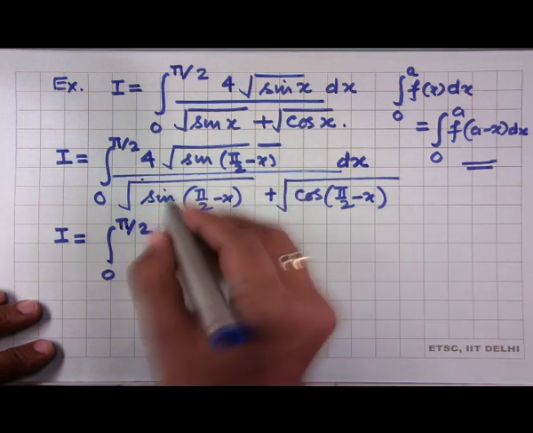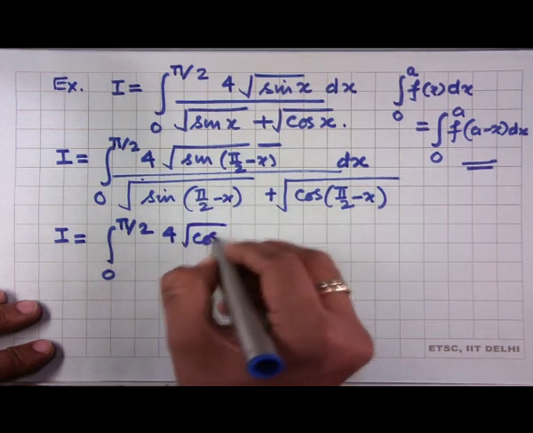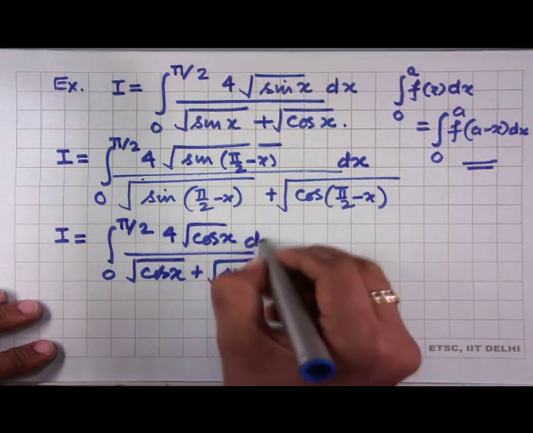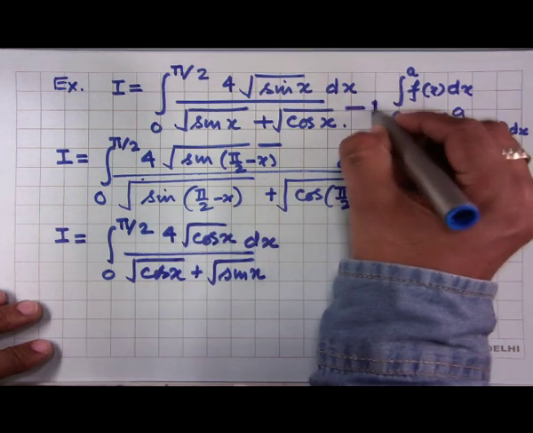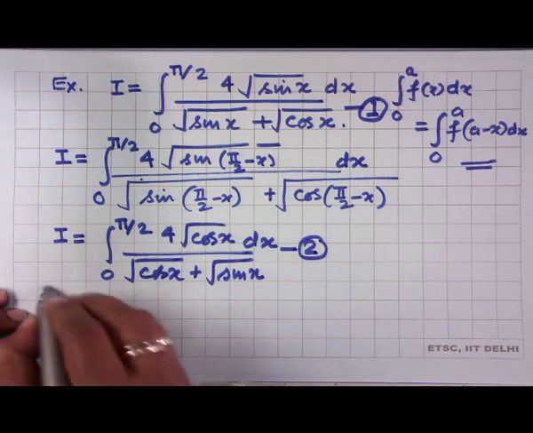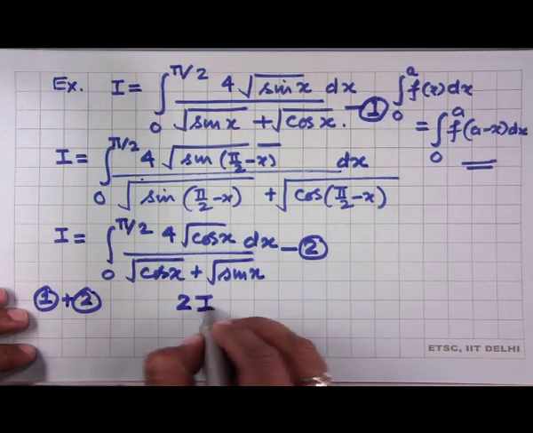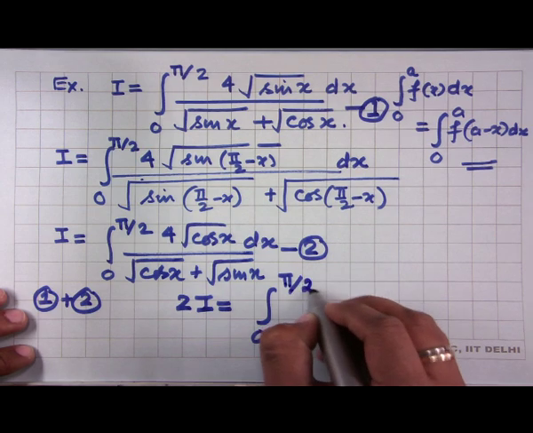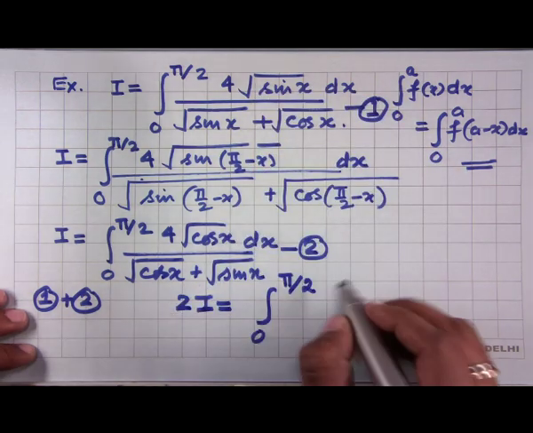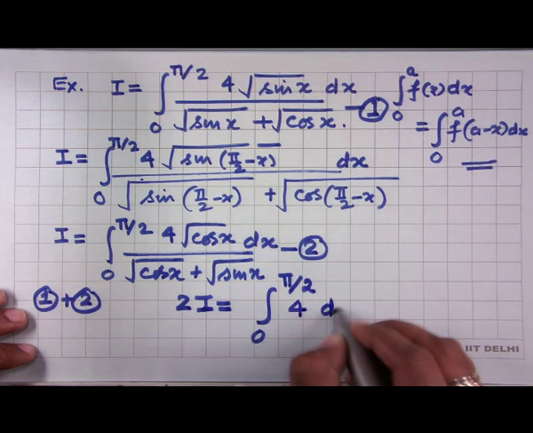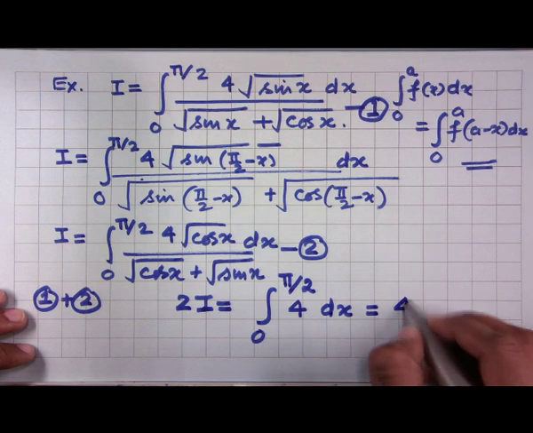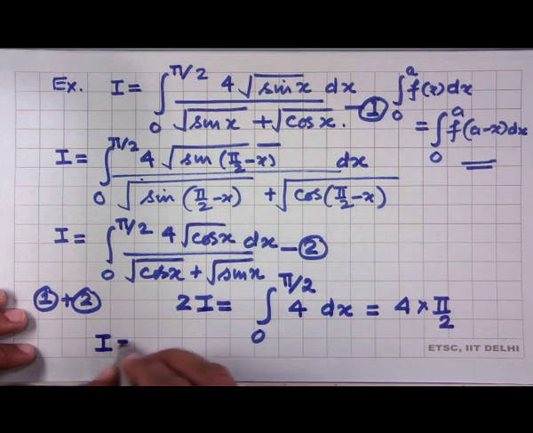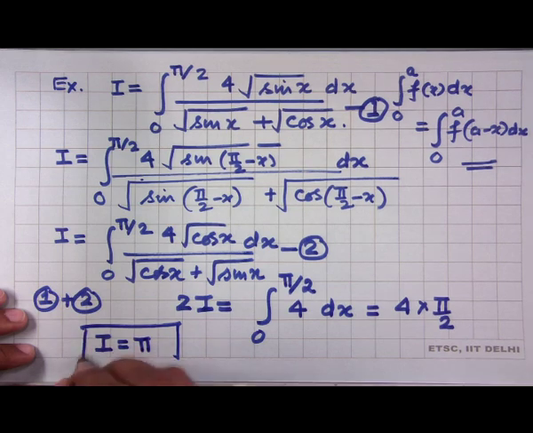So I get this equal to, so pi by 2 minus x is in the first quadrant, therefore we get cos x over root cos x plus root sin x dx. Now, if we add equation 1 and equation 2, we will get 2I on the left hand side, and on the right hand side once both are added, we will be getting only 4 dx, that is 4 into the value of this integral, which will be pi by 2, so 4 into pi by 2. So, therefore, I is equal to pi, final answer.